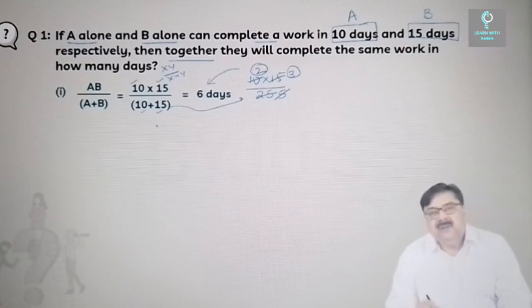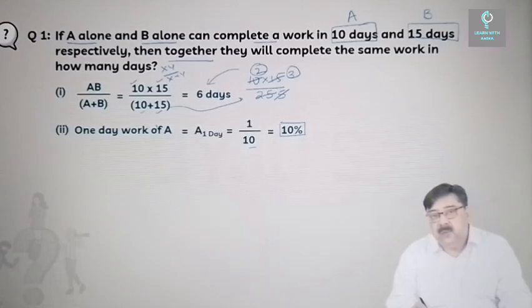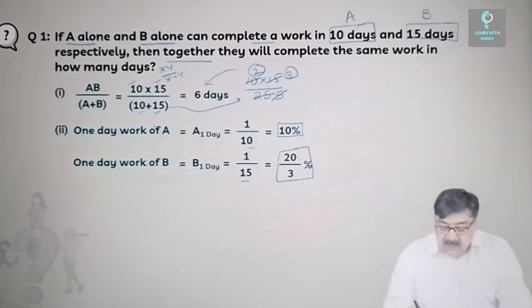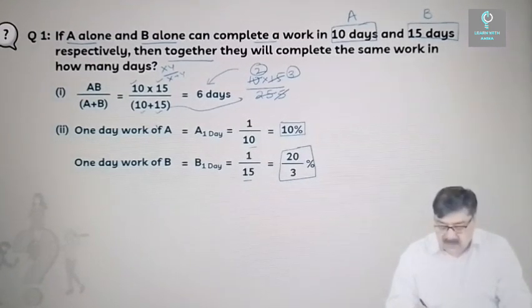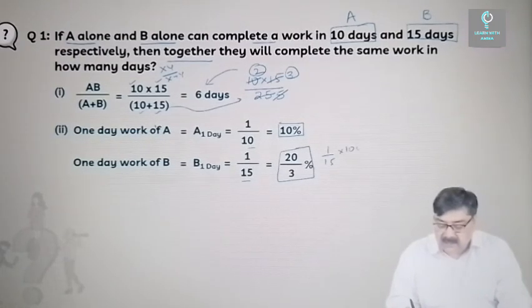Now there is another method which is called the percentage method. Now we know that 1 day work of A is 1 by 10, as you can see here. That means in 1 day, A completes 10% of the work. That is his efficiency. Now similarly, 1 day work of B is 1 by 15, which means that B can complete 20 by 3% of the work in a single day. Now how did we get 20 by 3 here? Well, nothing. 1 by 15 into 100. So 5 3s are 15 and 5 20s are 100.